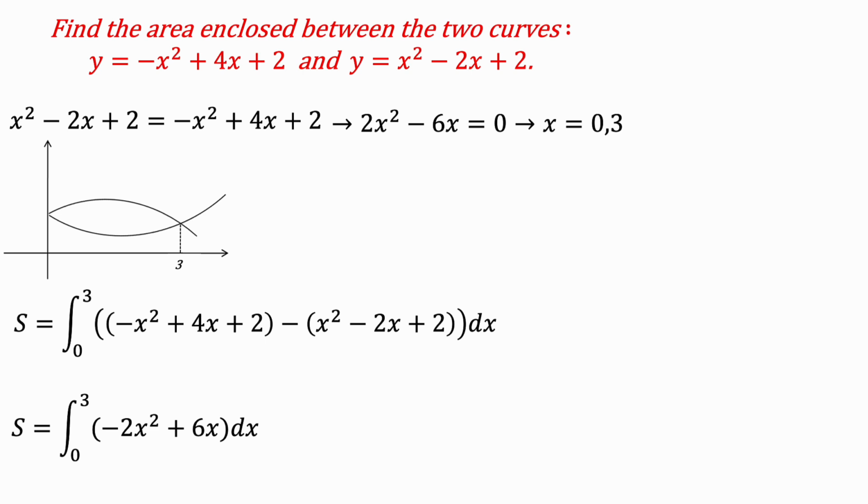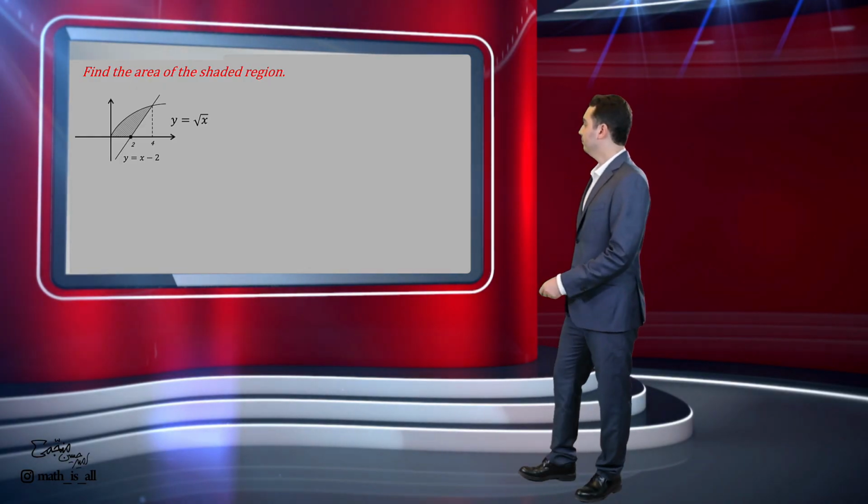What remains is negative 2x squared plus 6x. So the integral becomes negative 2 times x cubed plus 3x squared. First, substitute the upper limit. Here, the lower limit is 0. In the end, the answer is 9. That means the area enclosed between these two curves is 9. Is everyone ready? That's fantastic. So let's move on to the next example.